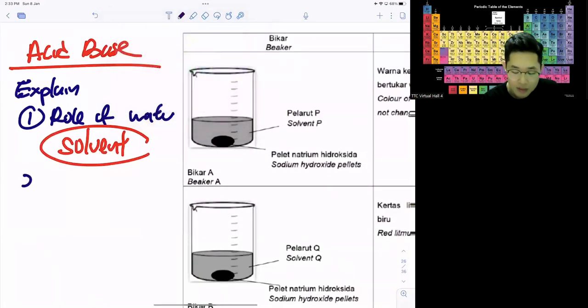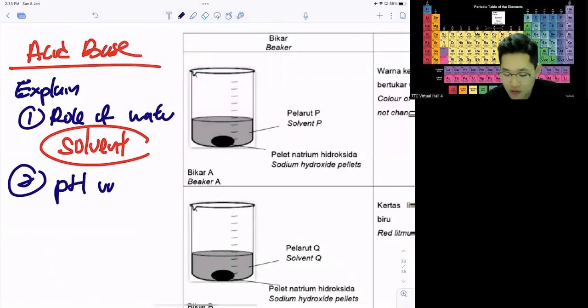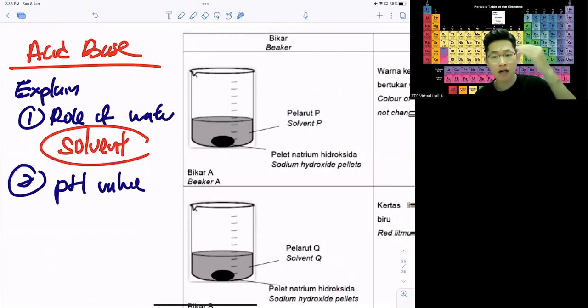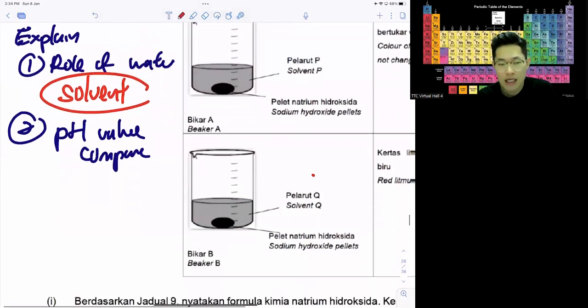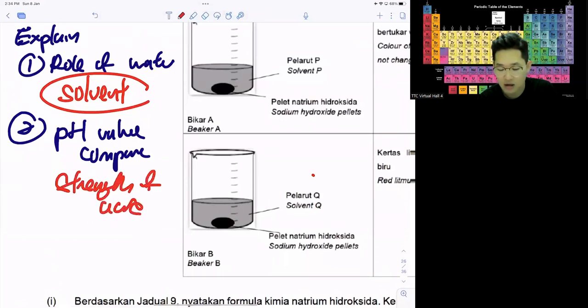And then number 2, it is the pH value and concentration one. They always like to ask you like, hey, how come this acid A higher pH value? pH B, acid B lower pH value. When they want you to compare the pH value, usually they are about strength of acid or alkaline.